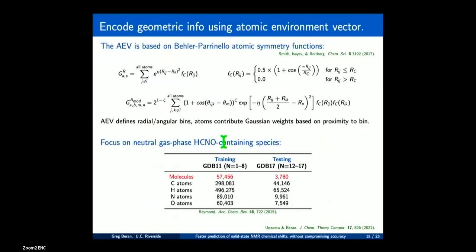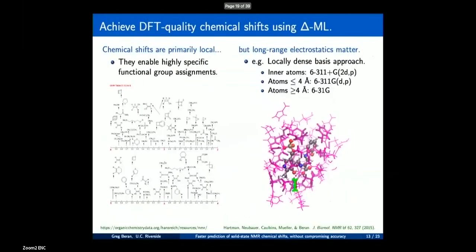So as I said, we use this atomic environment vector. I don't want to get too much in details. Basically, it's discretizing space into radial and angular bins, and then adding some Gaussian weight for each atom, depending on its proximity to those bins. We're focusing more on proof of concept here. So we trained on a bunch of small molecules, basically all possible molecules containing up to 8 heavy atoms within HCNO elements. And then we tested on a bunch of moderately larger molecules from this so-called GDB17 set.